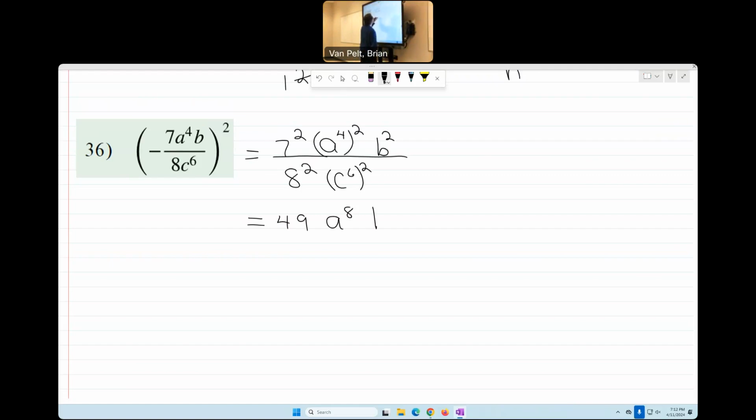Then b to the 2nd has nothing else to do, so it hangs here. Now, 8 squared is what? That one's 64. And then to finish it off, what's the c going to be? So c to the 12th, right?